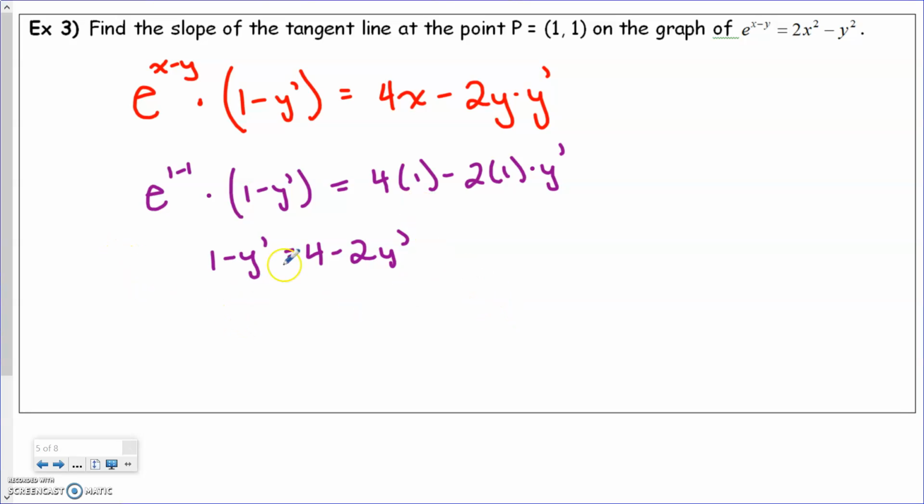So if I move that y prime over by adding 2, so negative 1 plus 2 is y prime, and then I'm going to subtract 1 to get 3. So we just found that our slope of the tangent line at the point 1, 1 is 3.